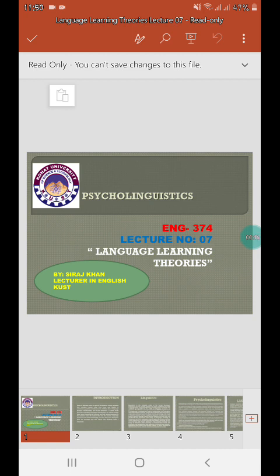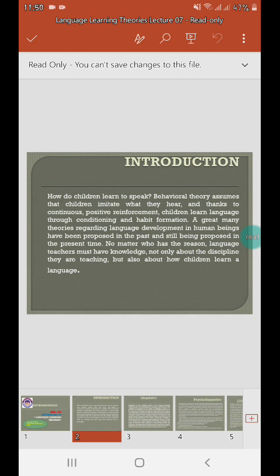In the previous lectures, we discussed Jean Piaget's 4 models of language learning. How do children learn to speak? Behavioral theory assumes that children imitate what they hear. And thanks to continuous positive reinforcement, children learn language through conditioning and habit formation.